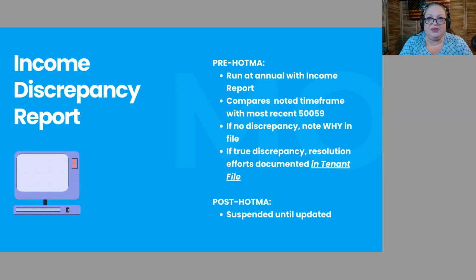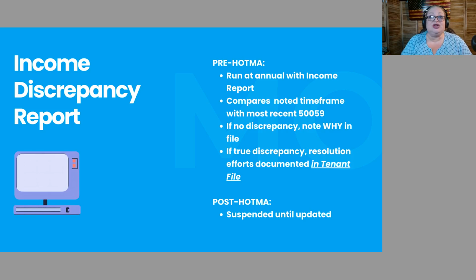The income discrepancy report is the next one, and this is changing a little with HOTMA. Actually, a lot with HOTMA. So pre-HOTMA, we run these at annual with the income report. We compare the noted time frame with the most recent 50059. So this is another area that tends to be very confusing for people. The income discrepancy report looks at a period of time which sometimes is several months back. I think it's like 18 months or so back. And it's comparing those numbers with what you've reported now.